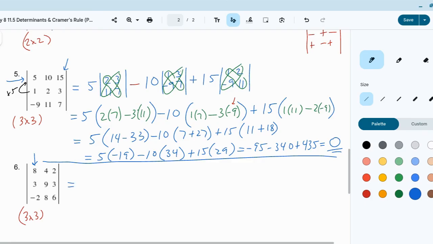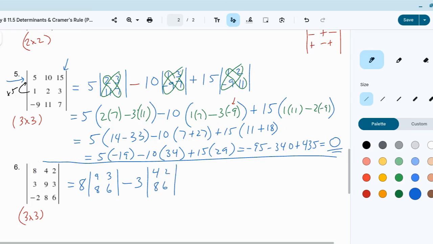So 8 is in a positive spot, so I'm going to keep it as an 8. And then I say, well, if I cross off that row and that column, I'm left with 9, 3, 8, and 6. I'm going vertically now, so I'm at the 3 spot, but that's in an opposite spot. So I take the opposite of positive 3, which is negative 3. Again, if I block out the row and the column, I can say, oh, 4, 2, 8, and 6.